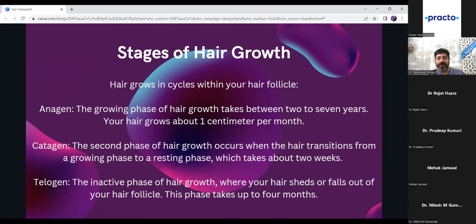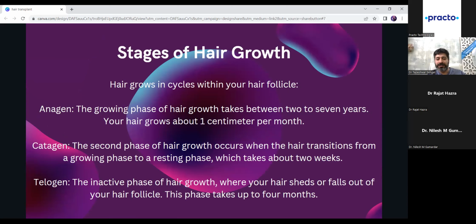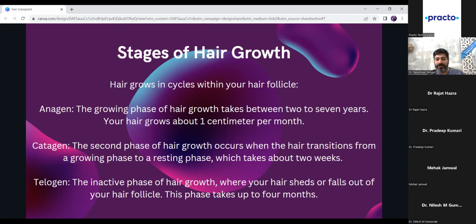And just one slide about how the hair grows. This is very important because you don't get an instant result with hair transplant. People come expecting that by the time they exit the clinic they will have lots of hair, but it is not so. It is not hair weaving. We get good growth by 6 to 8 months after the hair transplant. So it is very important to understand the growth.